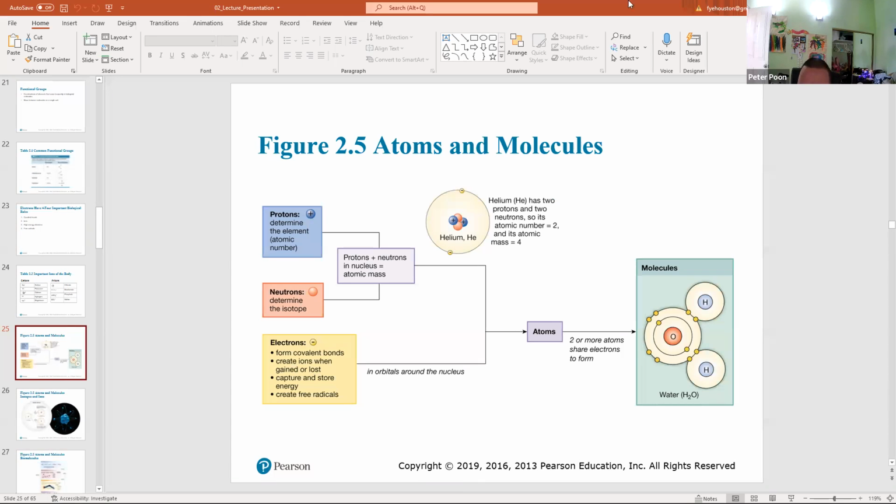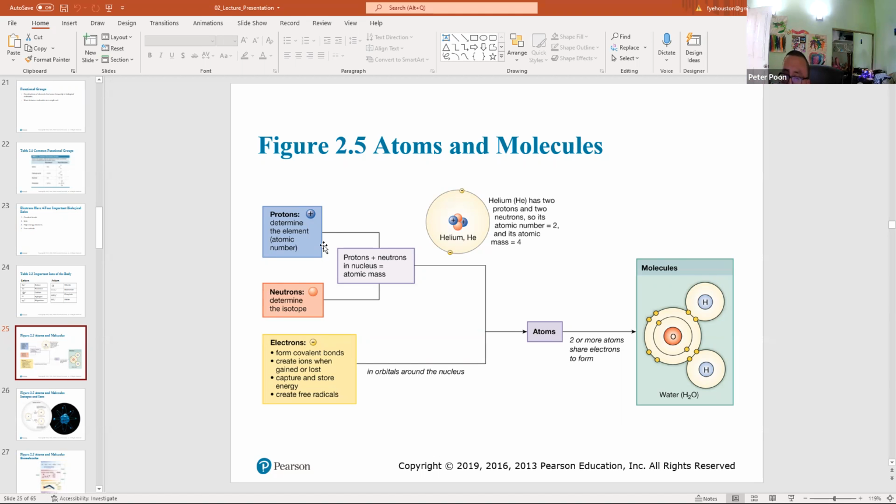Atoms and molecules. Okay, so this is an atom. Atoms have 3 parts to them: protons, neutrons, and electrons. The protons and neutrons are inside the nucleus, and the electrons are outside the nucleus. The number of protons determines the element. So if you add protons, you change the element itself. You change the fundamental nature of the thing that you're working on.